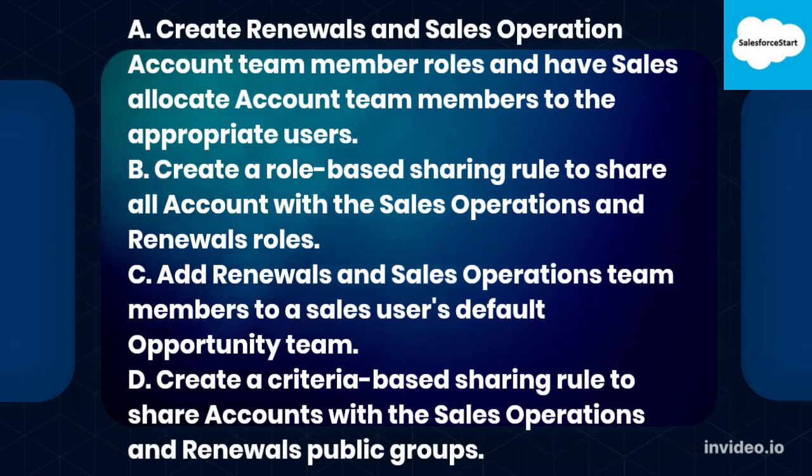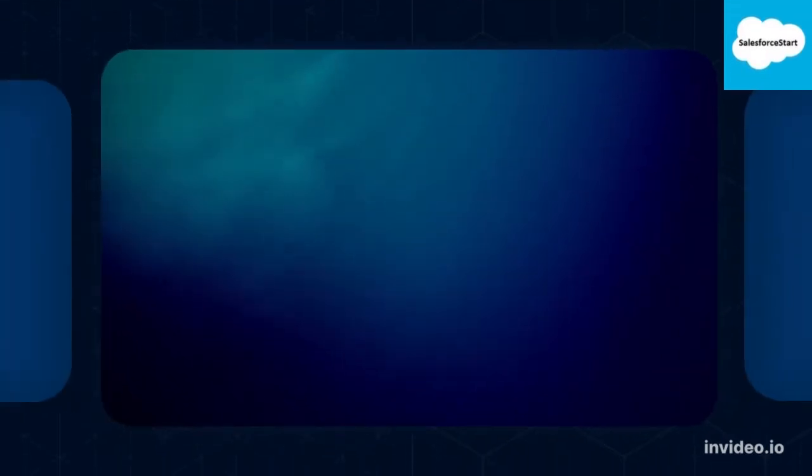A. Create renewals and sales operations account team member roles and have sales allocate account team members to the appropriate users. B. Create a role-based sharing rule to share all accounts with the sales operations and renewals roles. C. Add renewals and sales operations team members to a sales user's default opportunity team. D. Create a criteria-based sharing rule to share accounts with the sales operations and renewals public groups.